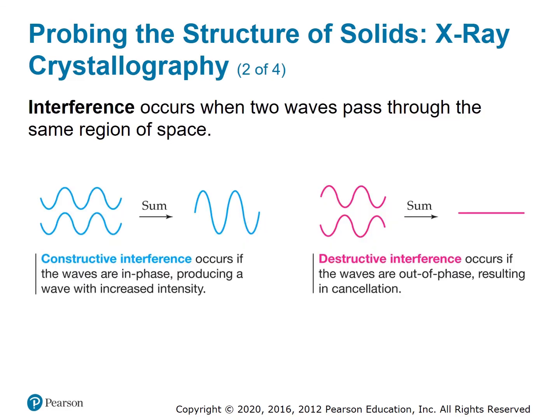X-rays are high-energy electromagnetic radiation with much shorter wavelengths than visible light. However, the wavelengths of X-rays are comparable to the distance between atoms in a crystalline solid, on the order of about 1/10 of a nanometer. Like all electromagnetic waves, X-rays can interfere with each other constructively or destructively. Constructive interference happens when the waves overlap in phase with each other, amplifying the wave. Destructive interference occurs when the waves are out of phase, which causes them to cancel out.